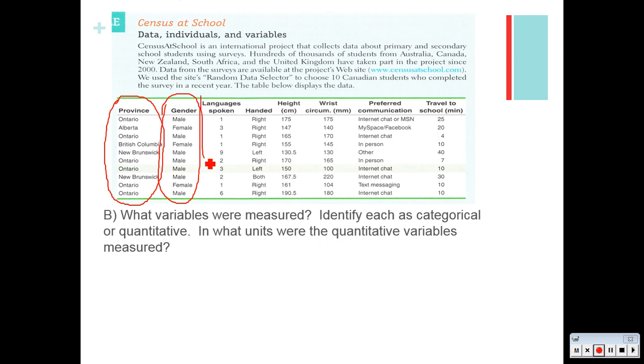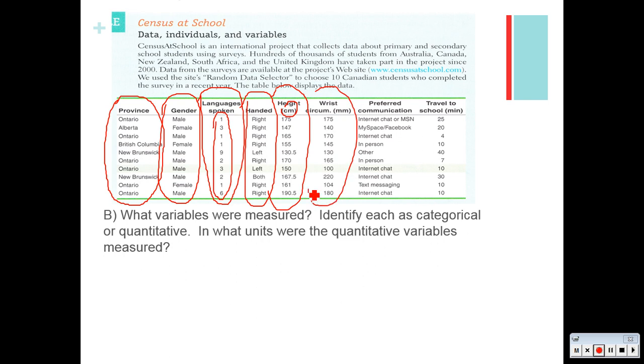Now, languages spoken would be an example of a quantitative variable, because it would make sense to find the average number of languages that were spoken for those 10 students. As far as handedness goes, that would be a categorical variable, since it's a left or right hand type of response. The height would be a quantitative variable, measured in centimeters, which is what it says here. Wrist circumference would also be a quantitative variable, and once again that would be measured in millimeters.